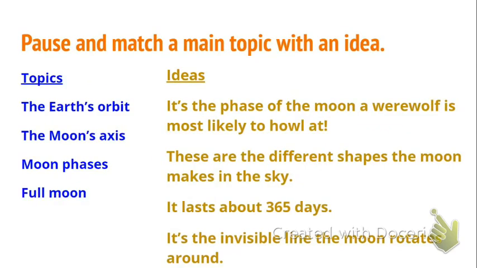Okay, pause and match. I want you to take a moment and see if you can match these four topics with the four ideas that go with them. We have the Earth's orbit, the moon's axis, moon phases, and full moon. Ideas include: it's the phase of the moon a werewolf is most likely to howl at. These are the different shapes the moon makes in the sky. It lasts about 365 days, and it's the invisible line that the moon rotates around. See if you can match the main topic with an idea.